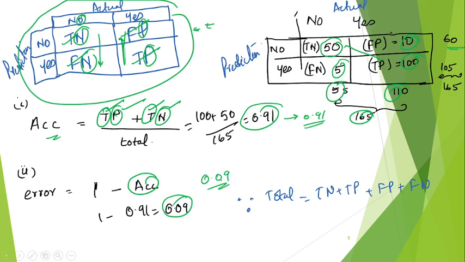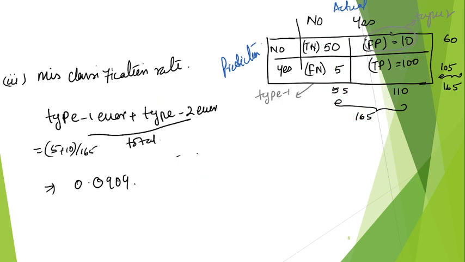So we found out what accuracy is. Now, misclassification rate. What is misclassification? Type 1 error plus type 2 error, divided by the total. Type 1 error is FP, 5 plus 10, so 5 plus 10 by 165. That is the misclassification error, which is 0.09.